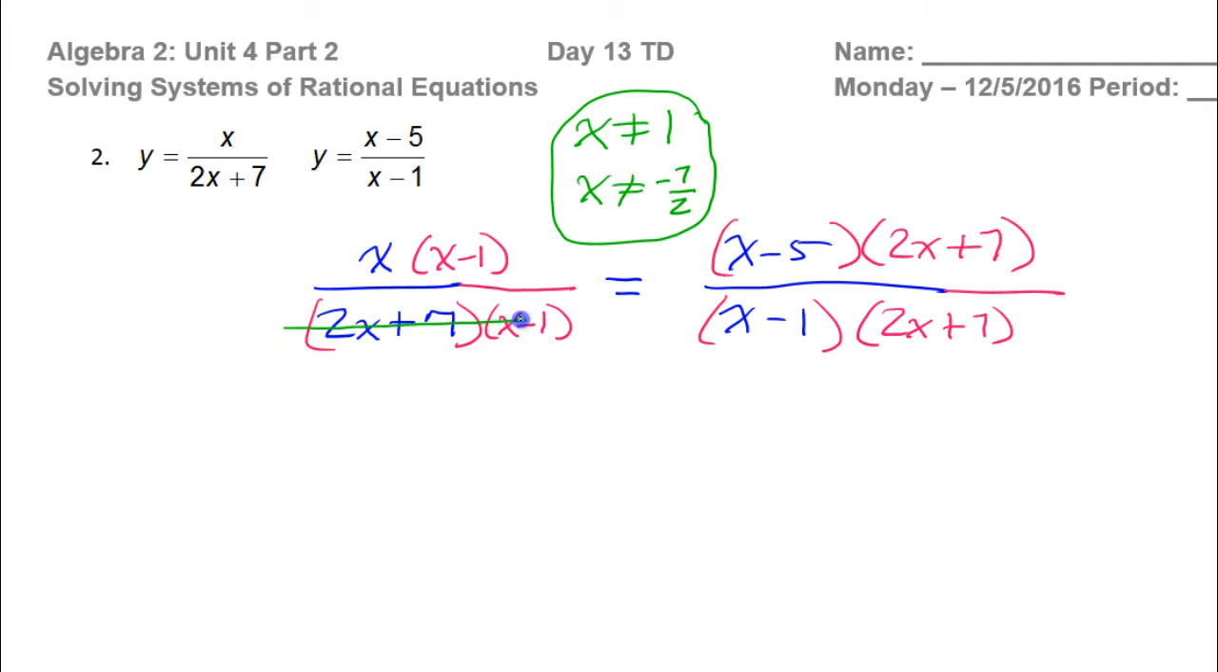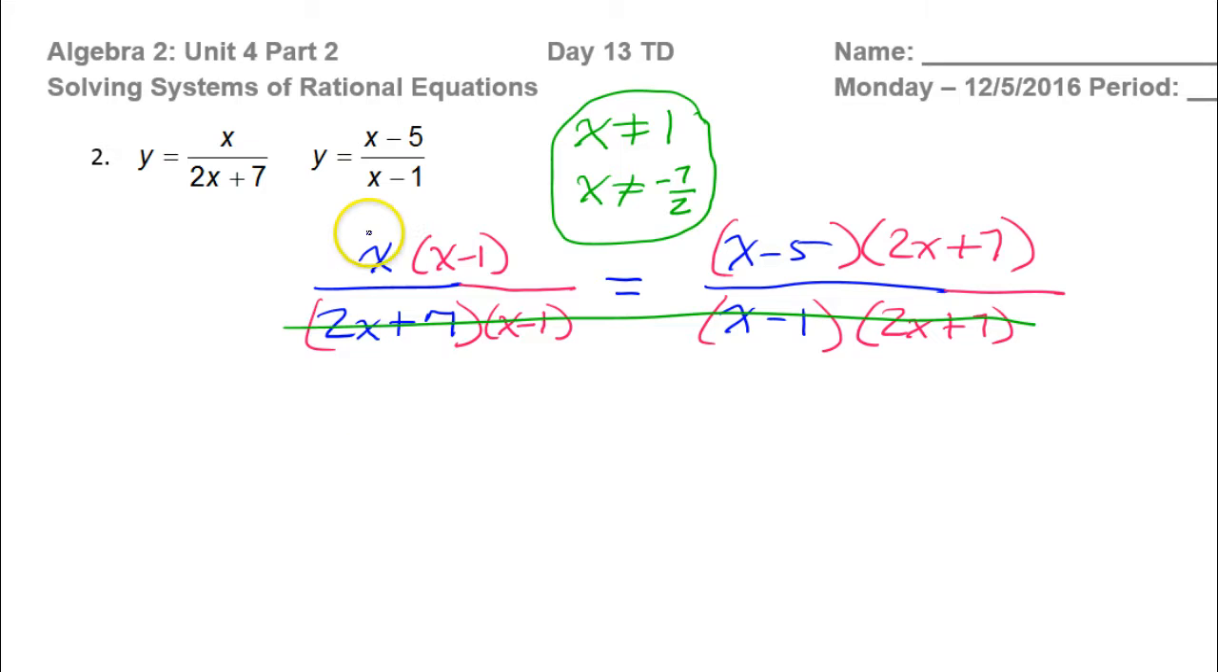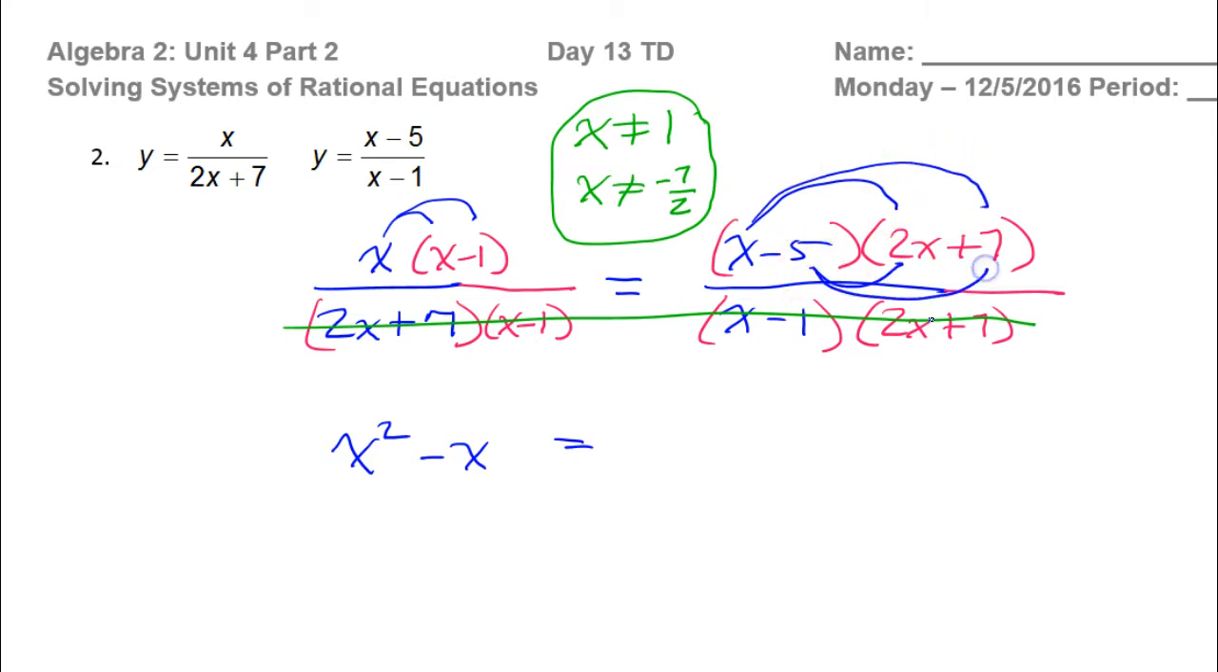Okay, so as I said, once the denominators are the same, you can cancel them out. So now I have, doing the distributive property here, x squared minus x equals. Now here I'm going to do the distributive property twice, like this. So x times 2x, that's 2x squared. X times 7, that's 7x. Here I have negative 10x and negative 35.